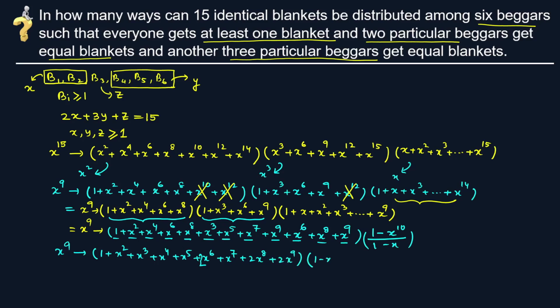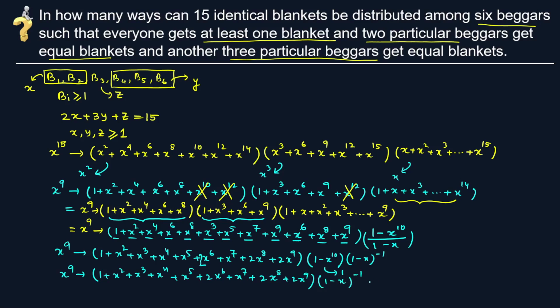And this is 1 minus x to the power 10 into 1 minus x whole to the power minus 1. So from here we are only having 1. So we have to find out the coefficient of x to the power 9 from this expansion. Am I correct or not? 2x to the power 6, x to the power 7, 2x to the power 8, 2x to the power 9 into 1 minus x whole to the power minus 1. So what will be the coefficient of x to the power 9?